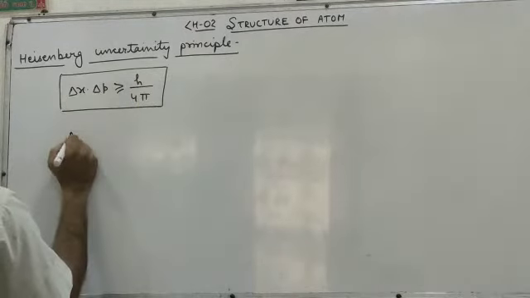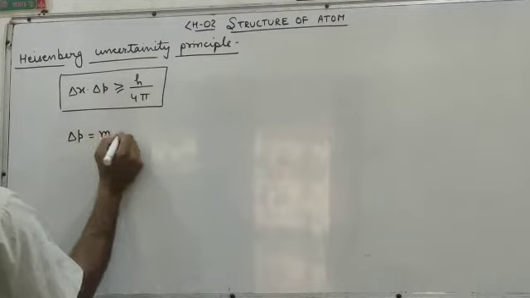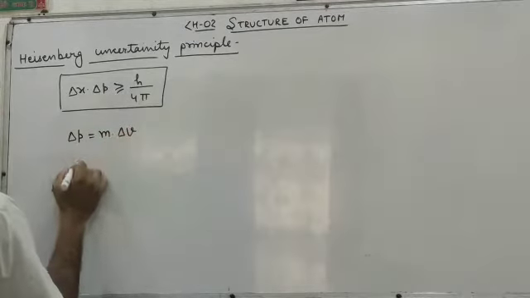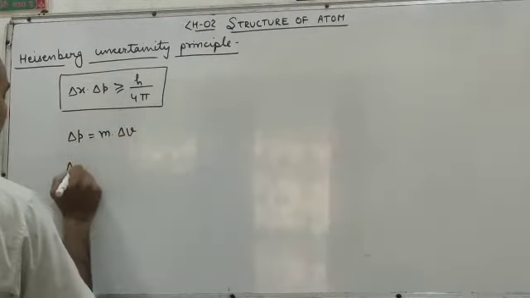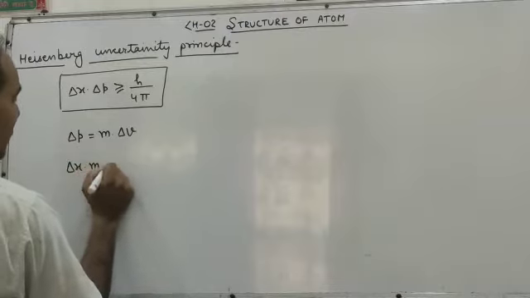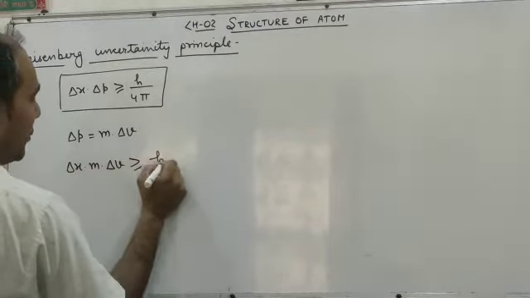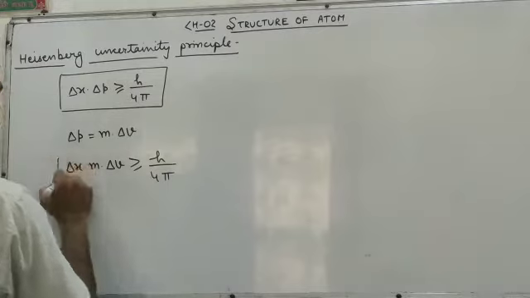pi is a constant. But we know that change in momentum may be defined as the product of mass into change in velocity. On putting this in the above equation, we get delta x into m into delta v greater than or equal to h upon 4 pi.